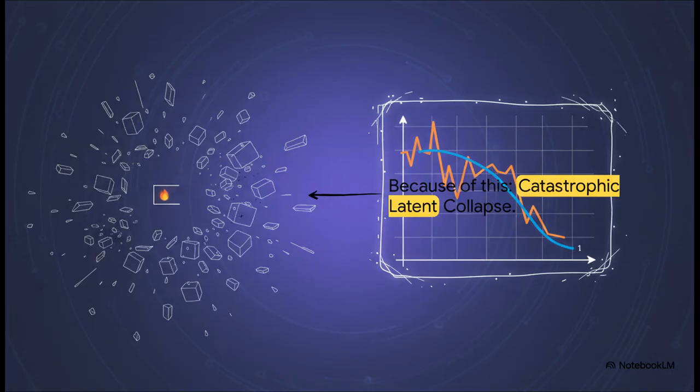Well, because when you try that, this is what happens. And this graph is the smoking gun. It is a complete disaster. Look at the orange line. That's the reconstruction loss.